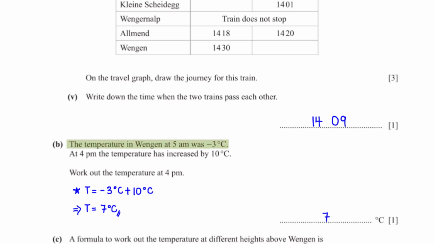The temperature in Wengen at 5 a.m. is -3 degrees Celsius. At 4 p.m., the temperature has increased by 10 degrees Celsius. Work out the temperature at 4 p.m. To get the temperature at 4 p.m., we add 10 degrees Celsius to -3 degrees Celsius. This gives us 7 degrees Celsius.